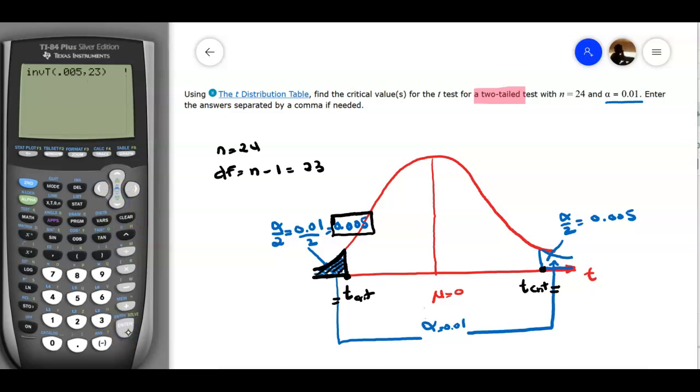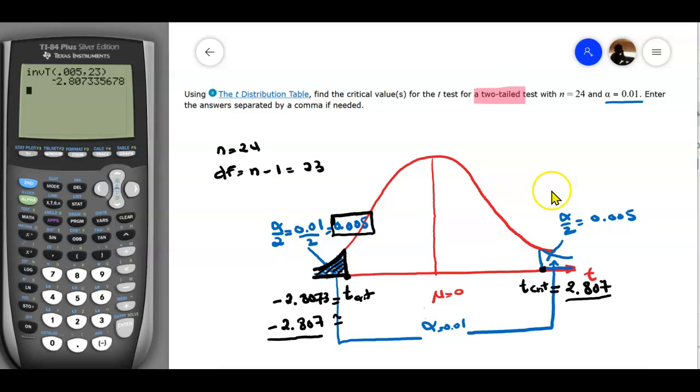Enter, paste, and this is going to give you minus 2.807 and 3. All right, for the t-table, the table is giving you 3 decimal places, so always round to 3 decimal places. So it's going to be minus 2.807. Now, knowing this left side is minus 2.807, therefore the right side is going to be the reflection of it, which is 2.807. And you get both t values.